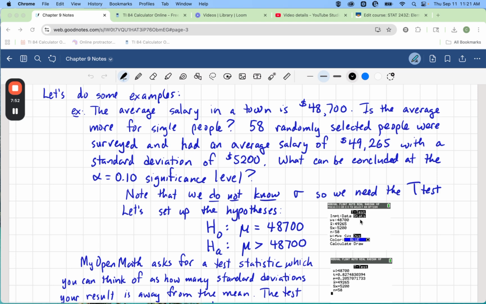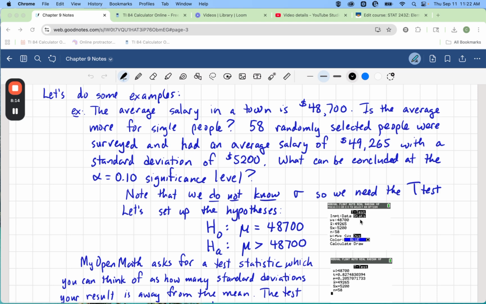Note that we do not know sigma, so we need the t-test. So we set up the hypotheses. Mu equals 48,700 is the null. We want to know whether single people make more money, so mu greater than 48,700 is going to be the alternative hypothesis.